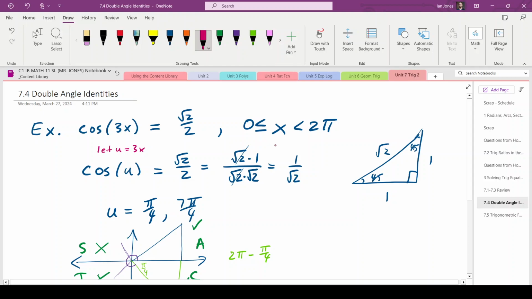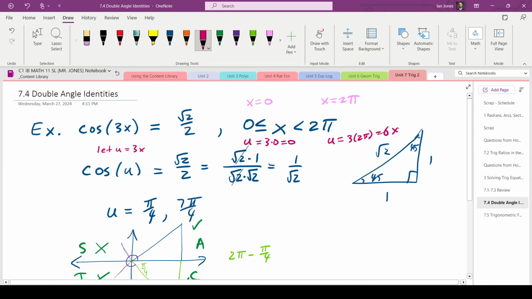So what I'm going to do is take x equals 0 as my lower bound, and x equals 2 pi as my upper bound. And I'm going to substitute each of those into my let statement. That will give me a lower bound for u of 3 times 0, which is 0. And it will give me an upper bound for u of 3 times 2 pi, which is 6 pi.